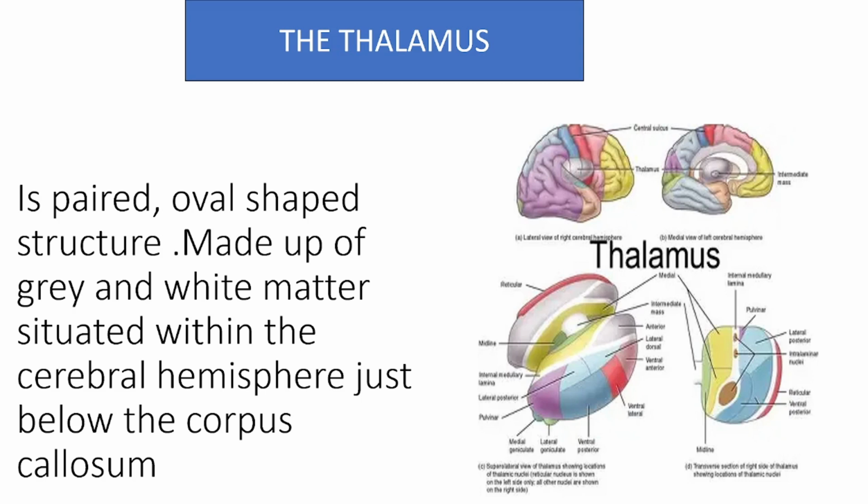We have the relay nuclei. The relay nuclei transmit sensory information to the cortex. They will have the association nuclei. They connect different parts of the cortex. And then we have the non-specific nuclei. They are involved in arousal and alertness. These are the functions of the thalamus.